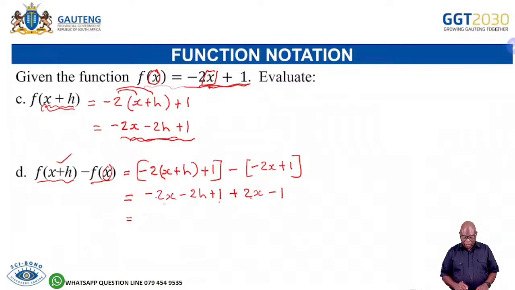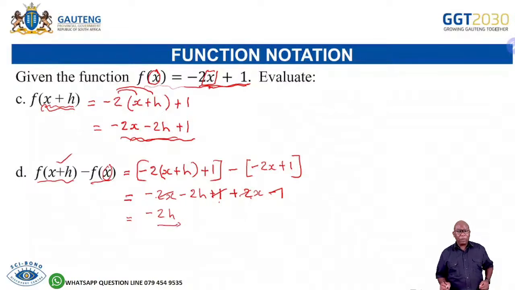So what is left now? That is out. That one is out. What is left is negative 2h. So it means that if I've got f of x plus h minus f of x, that answer that I'm going to get is negative 2h. So the x's are gone there.